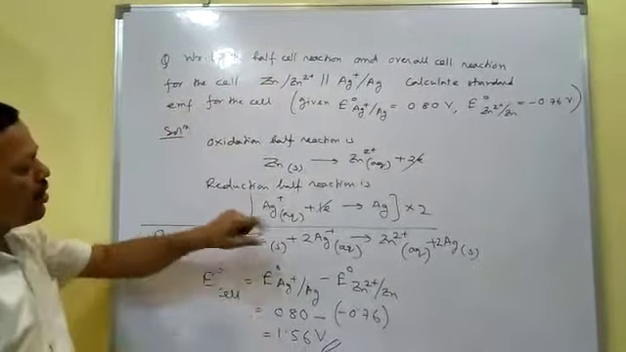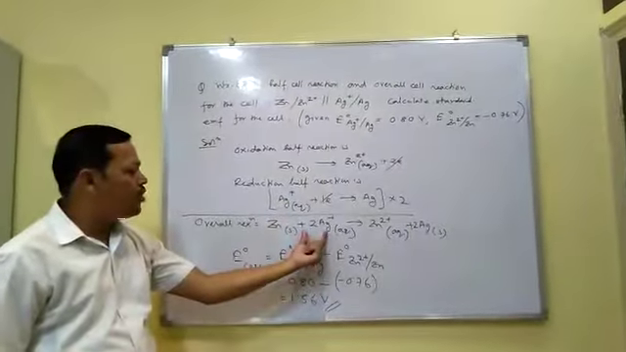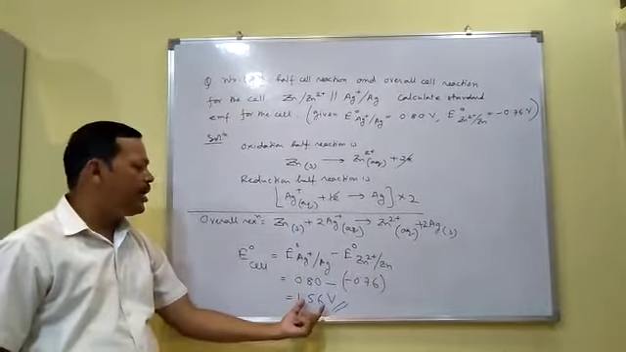So in this way, you have to balance the equation. You can find out the overall reaction and you can find out the EMF of the cell.